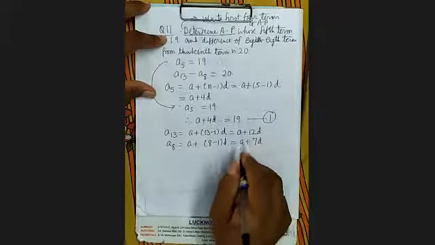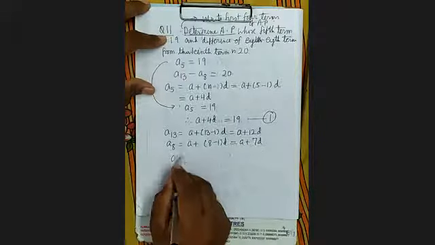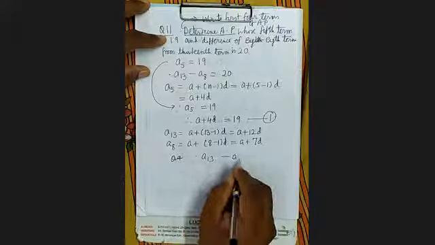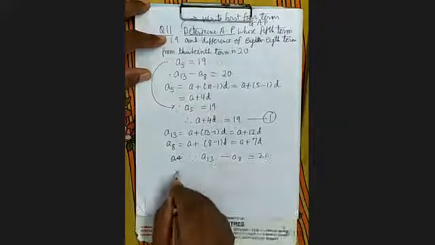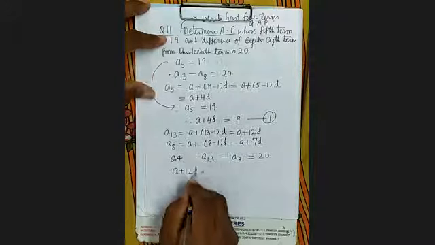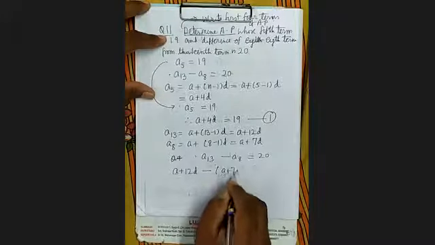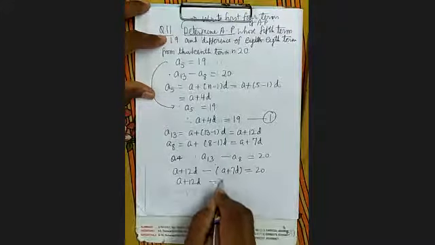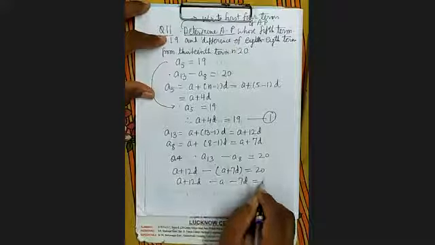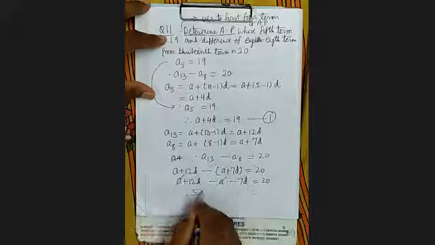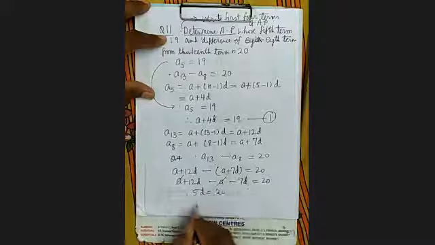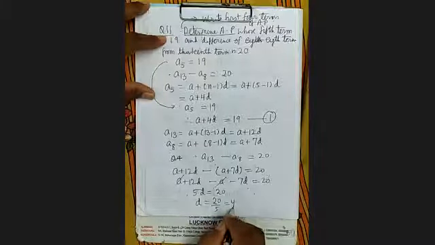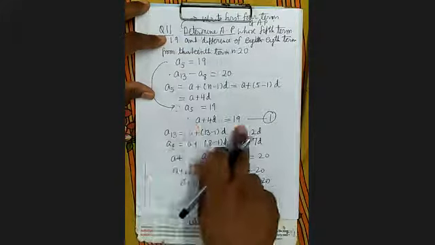Is it clear? Now all of you do it further. You substitute here, since A13 minus A8 equals 20. Everyone connect again. A plus 12D minus A minus 7D equals 20. This and this cancel. 5D equals 20. So D equals 20 upon 5 equals 4. Now substitute here, you will get A. Is it clear?